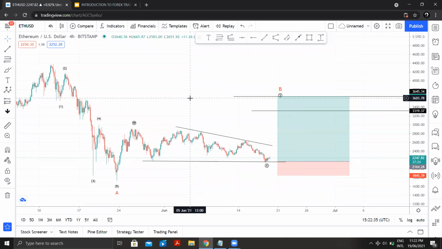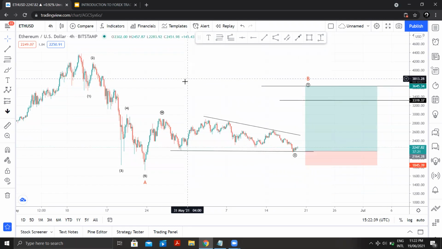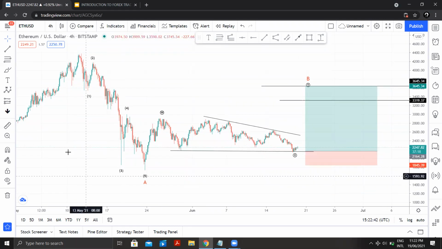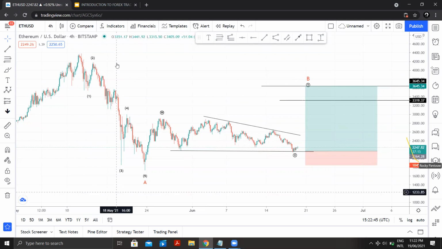So let's move on, because I have less time. The first pair I'm going to take is Ethereum. Ethereum will be the first pair I'm going to take.